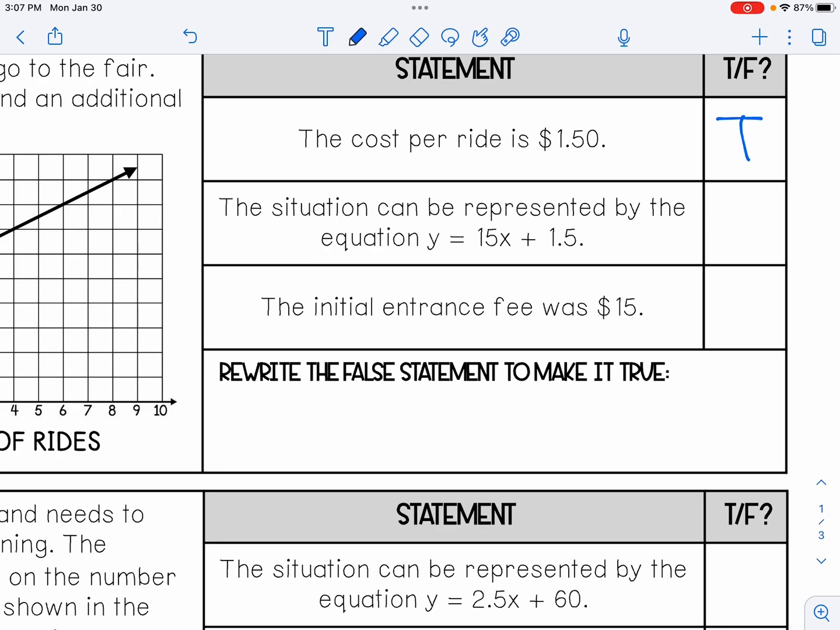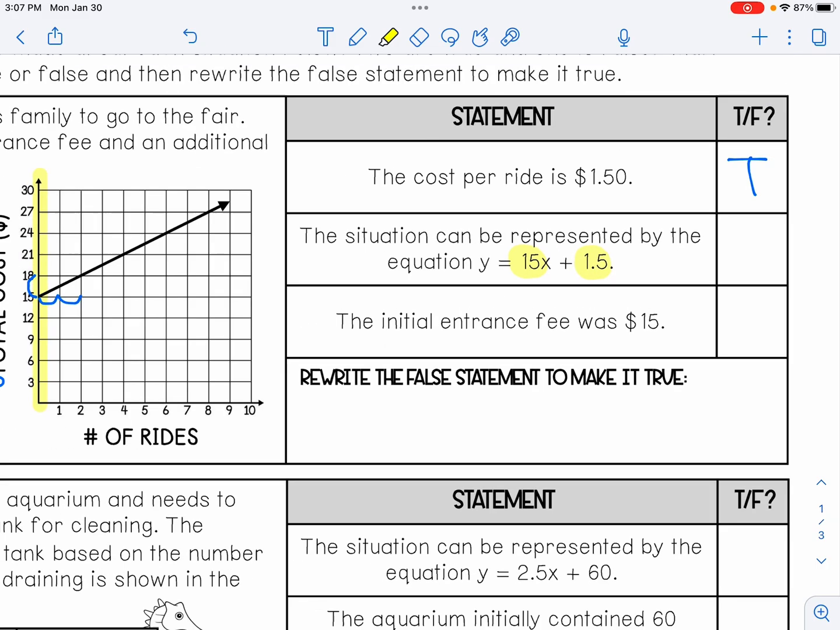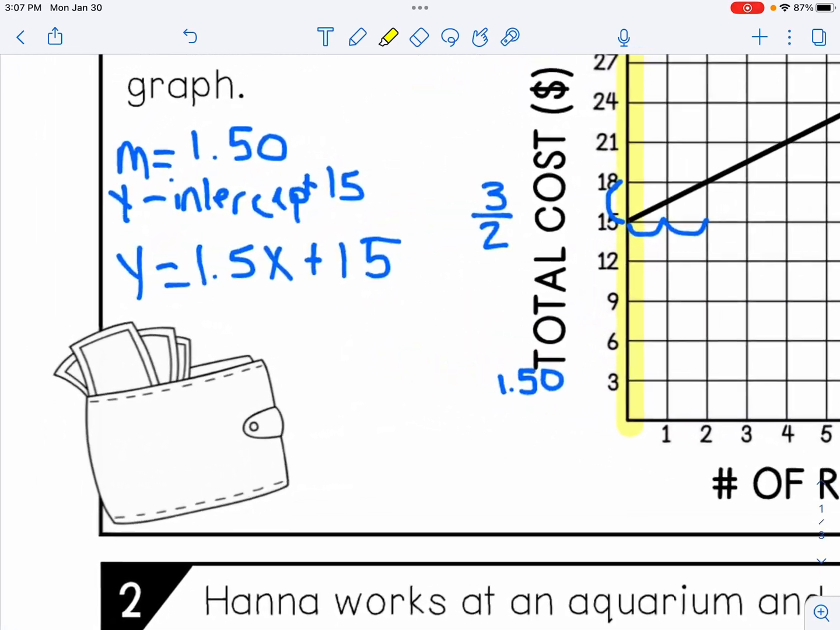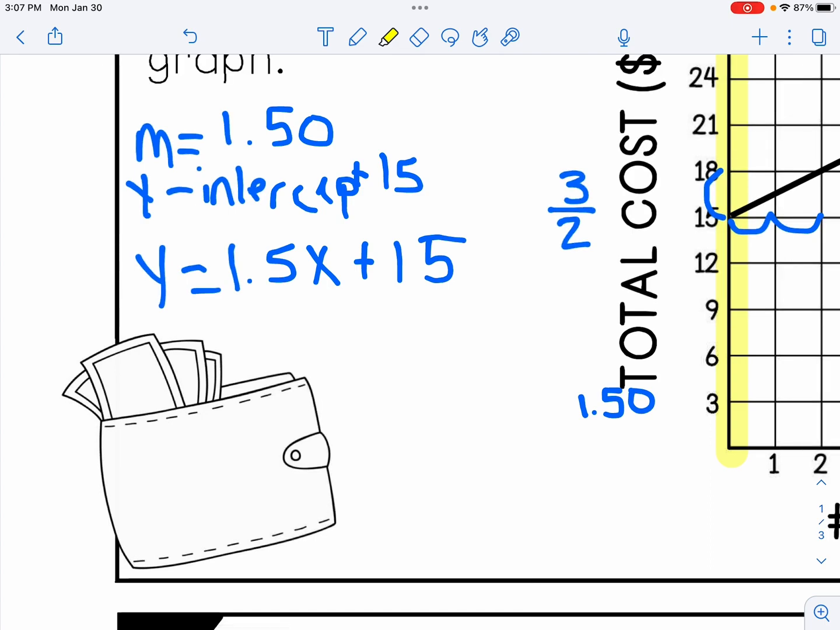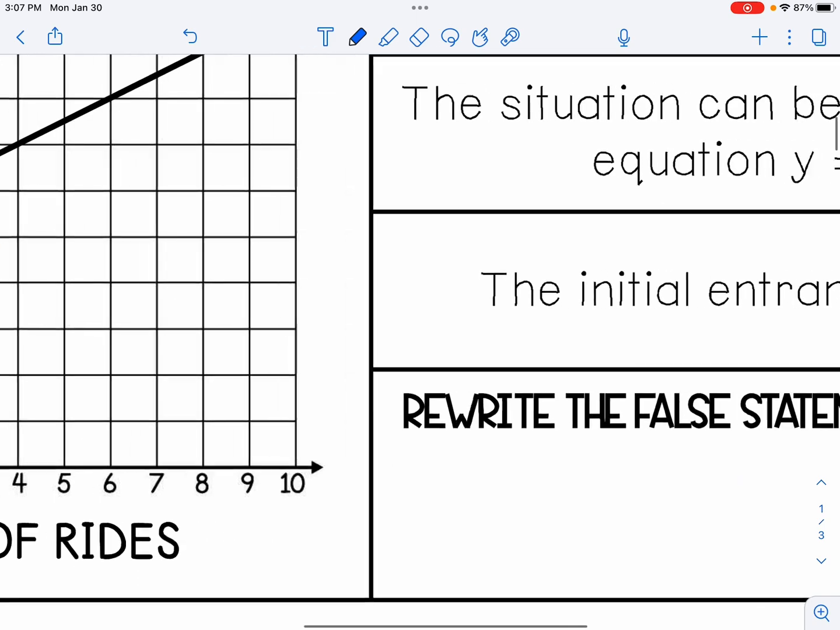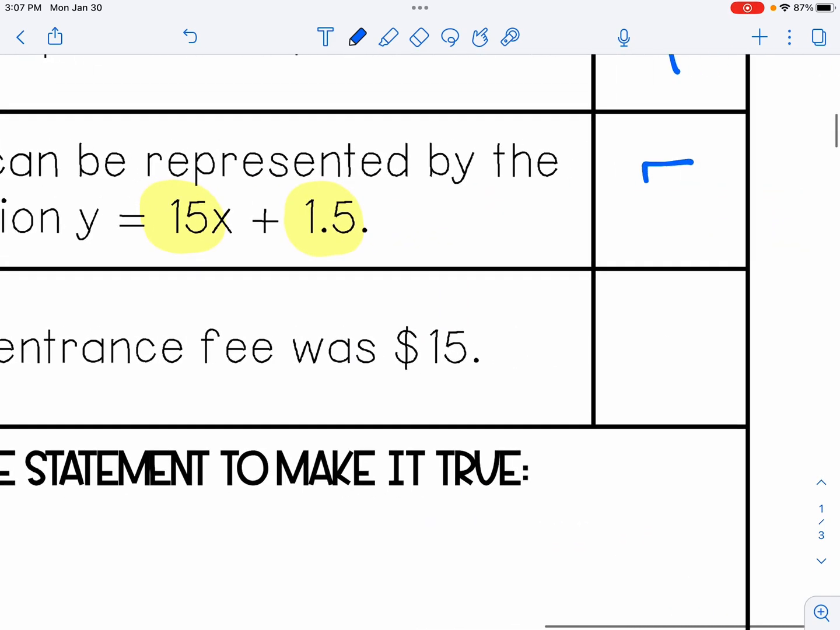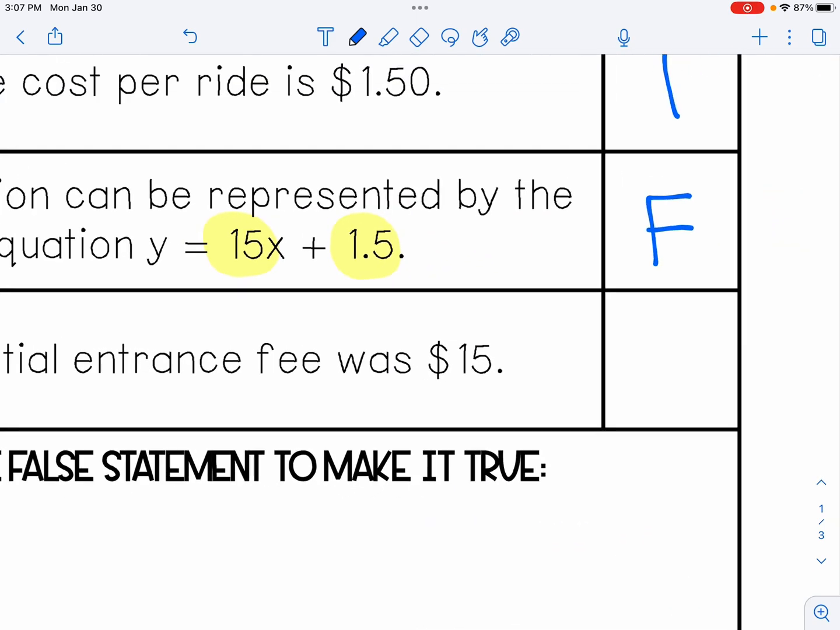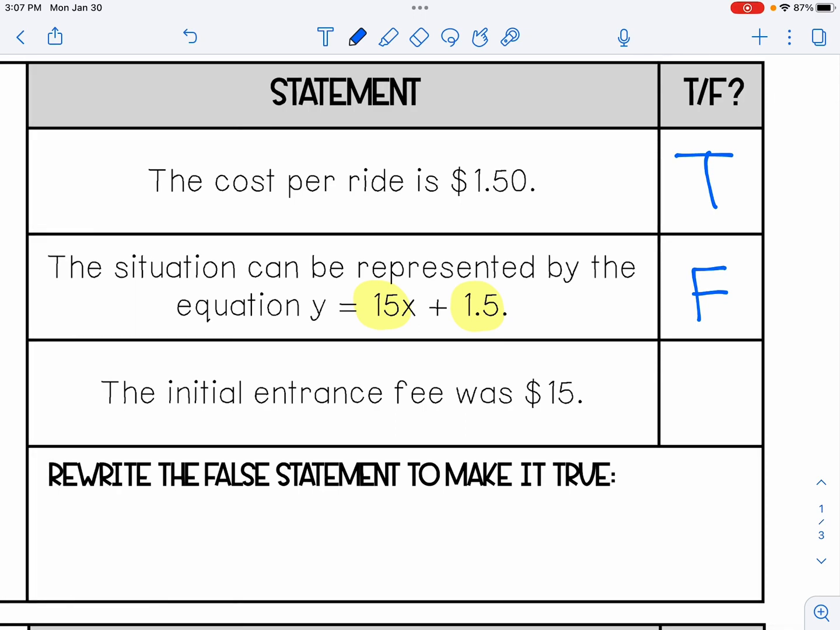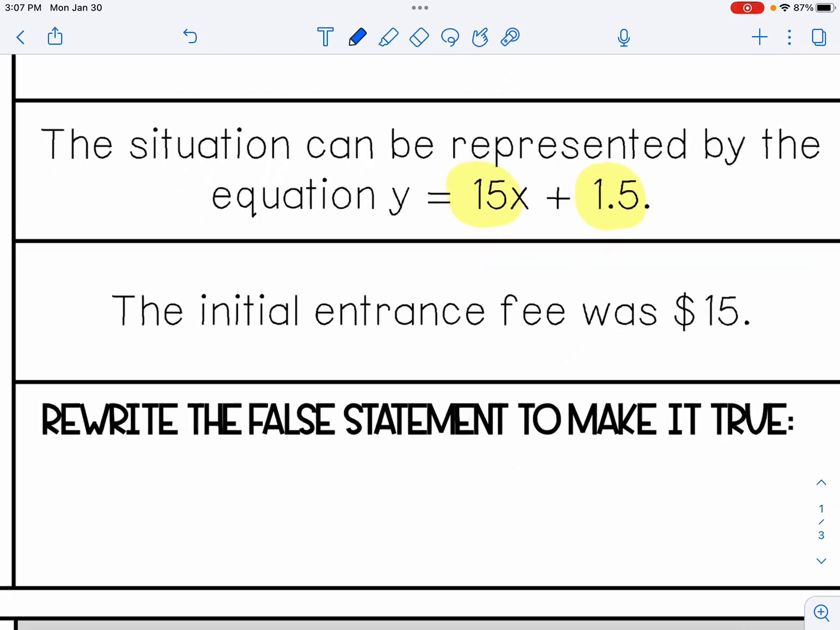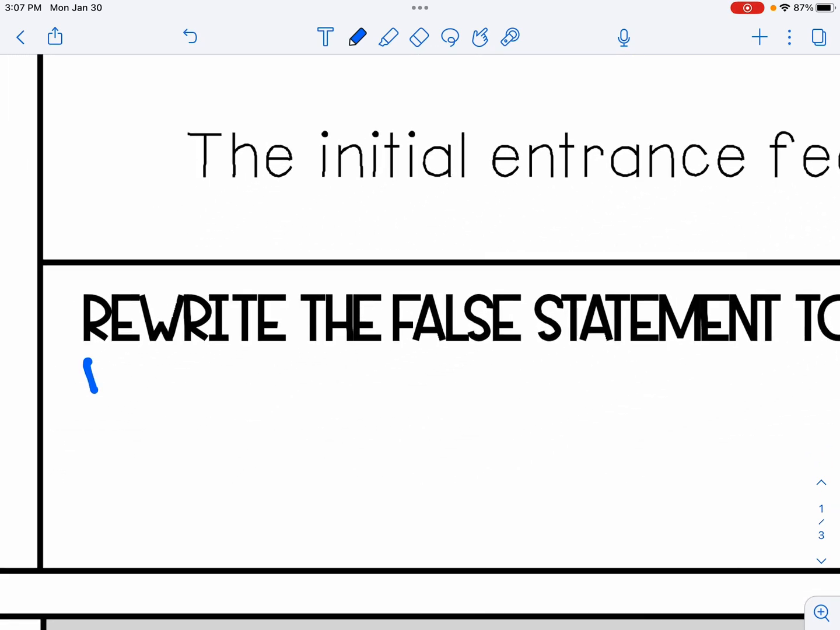In the next one it says that the situation can be represented by an equation that y equals 15x plus 1.5. So if I look at that versus the problem that we created, the numbers they have are backwards. So that is where our false occurs, and we will rewrite that in a second. And because I already know my 1 false, I know that this bottom one is going to be true. And I'm going to rewrite the sentence.